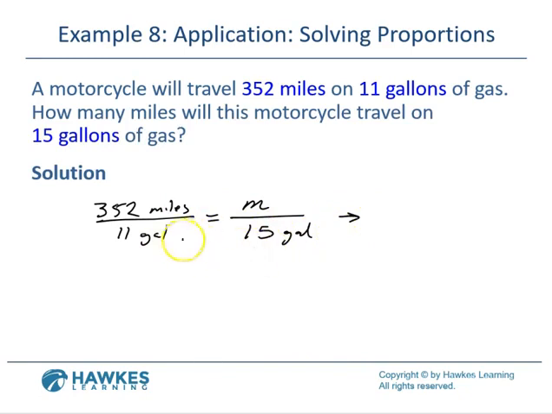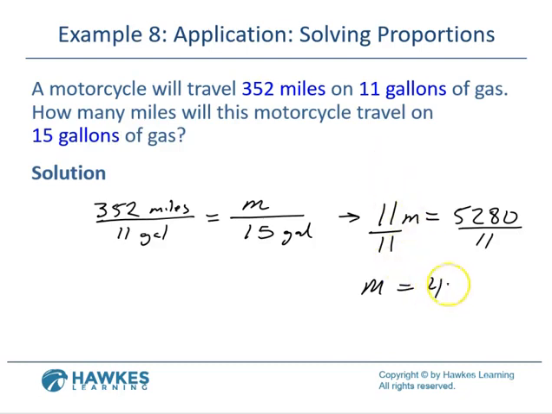Let's come over here and notice I'm going to get 11 M is equal to 352 times 15, and that's going to equal 5,280. Okay, I'll divide off the 11 on both sides. And how many miles can I go? Well, my M is going to equal 5280 divided by 11, and I'll get 480 miles. And that would make these proportions equal. And that's how you do an application problem.